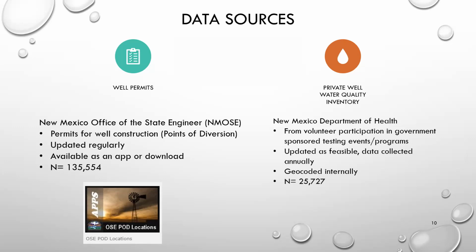And then internally in the Department of Health, we maintain a private well water quality inventory. And all of our data sources are from government events or programs, from federal to state to local level. And all of these are compiled and updated as is feasible, ideally annually, not so much recently. And then they are geocoded internally. So we have just under 26,000 records that are currently geocoded.